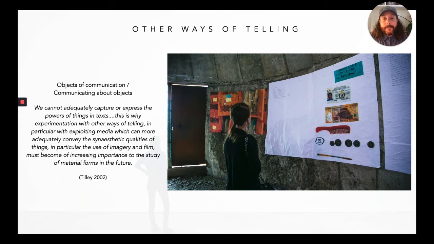So this is an image from an exhibition that I curated in Russia in 2016. This is from some works by the artist Jonathan Hollingworth from his book Left Behind, which you can see here.